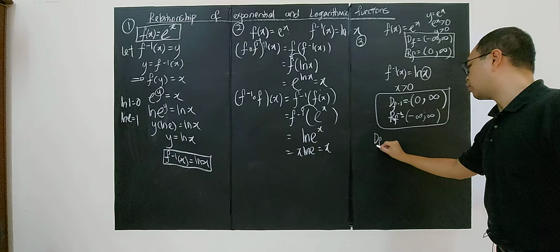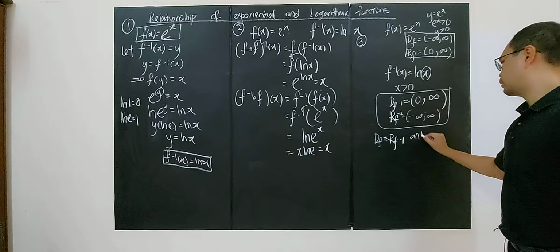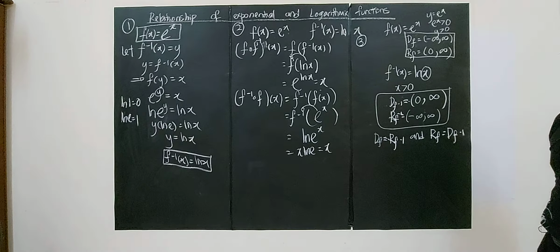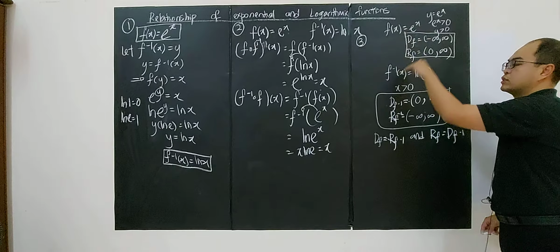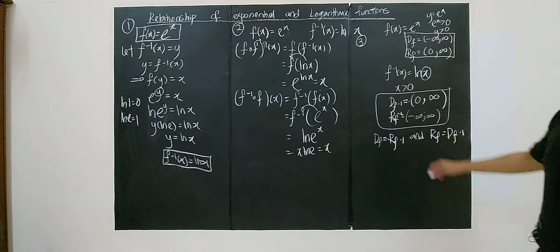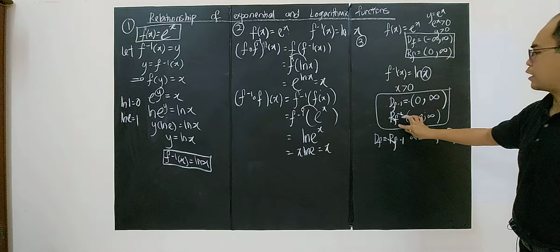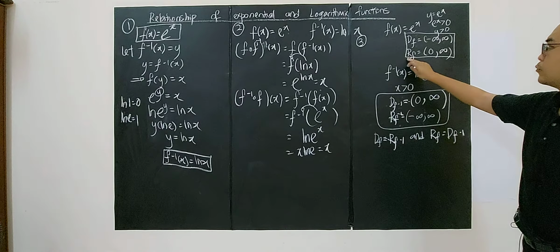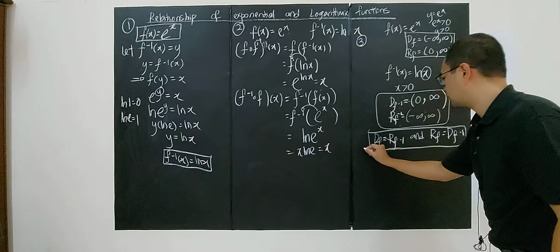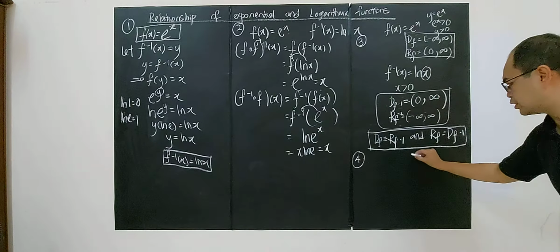So this is also one of the properties. It means that the domain of f is the same as the range of f inverse, and the range of f is also the same as the domain of f inverse. Because these two are inverse to each other, the domain and the range are interchanging. So this is the third property. This is another important property.